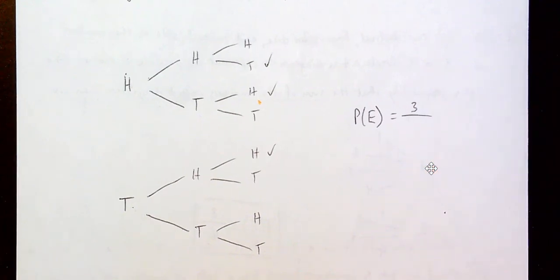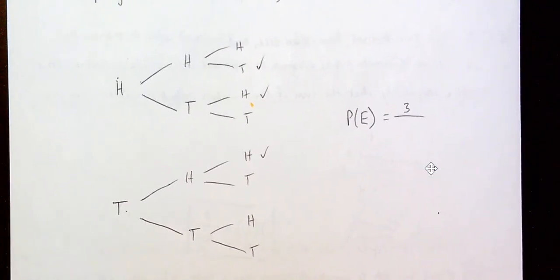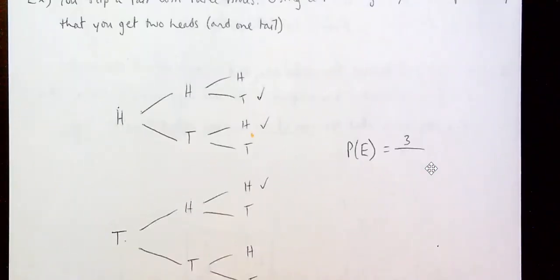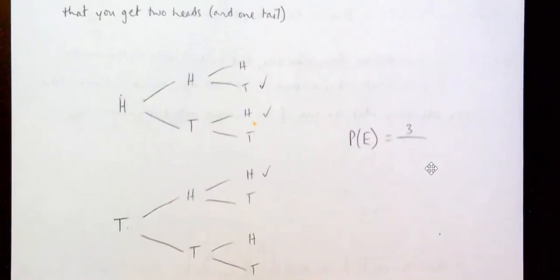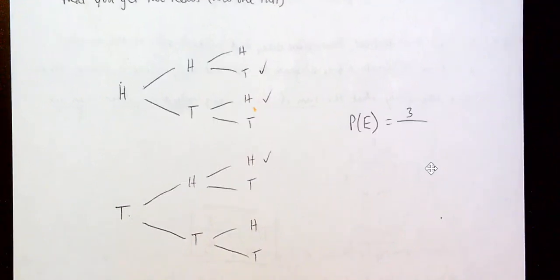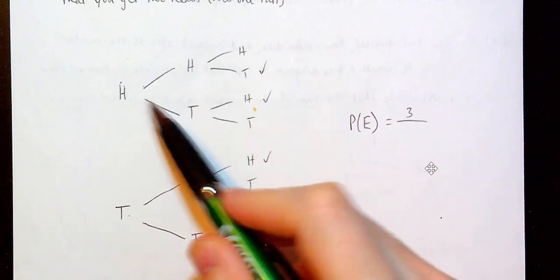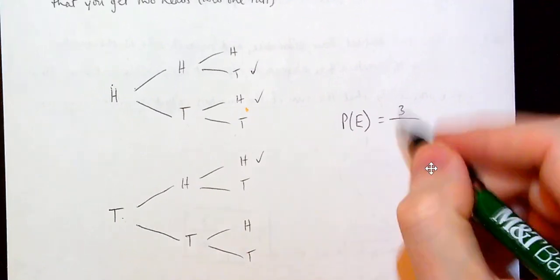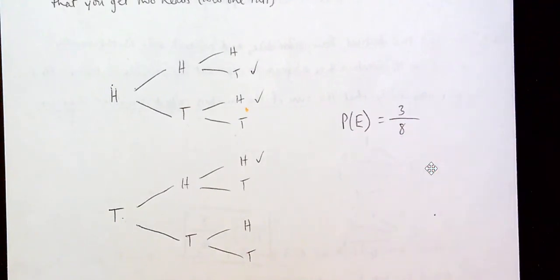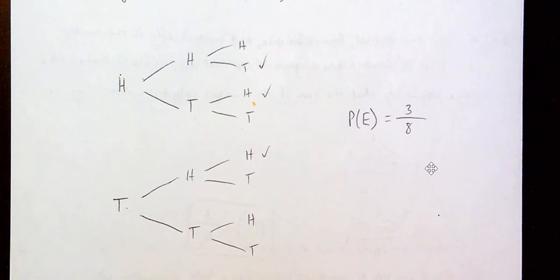So again, theoretical probability is the number of outcomes in the event divided by the number of outcomes in the entire sample space. 3 was the number of outcomes in the event. How many total outcomes do we have in the sample space? 1, 2, 3, 4, 5, 6, 7, 8. So 8 possible outcomes in the entire sample space.